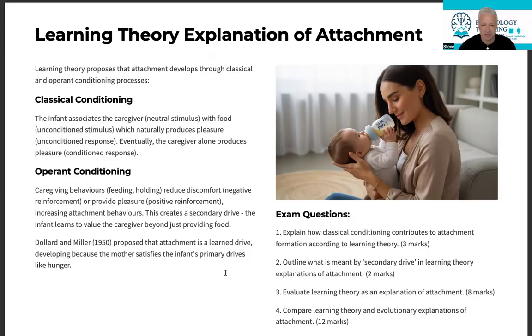Dollard and Miller propose that attachment is a learned drive, developing because the mother satisfies the infant's primary drives like hunger.